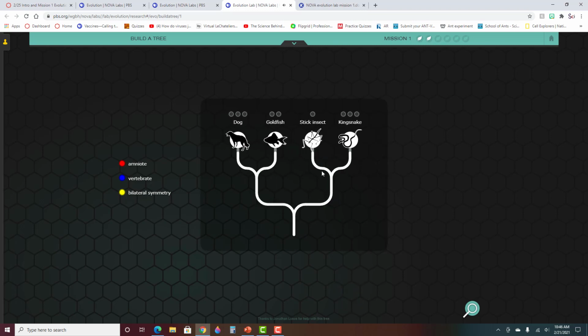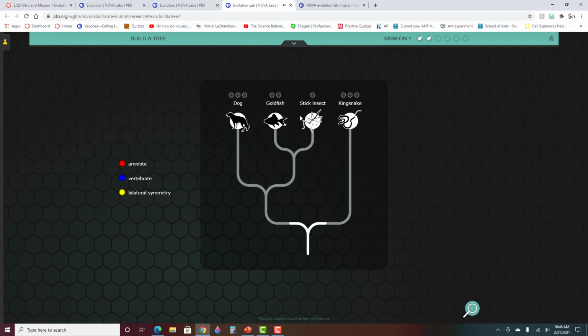Alright, so here is a little strategy. So see, the stick insect only has one ball, meaning there's only one trait here that's going to go to the stick insect. So I don't want the stick insect in the middle of my tree.